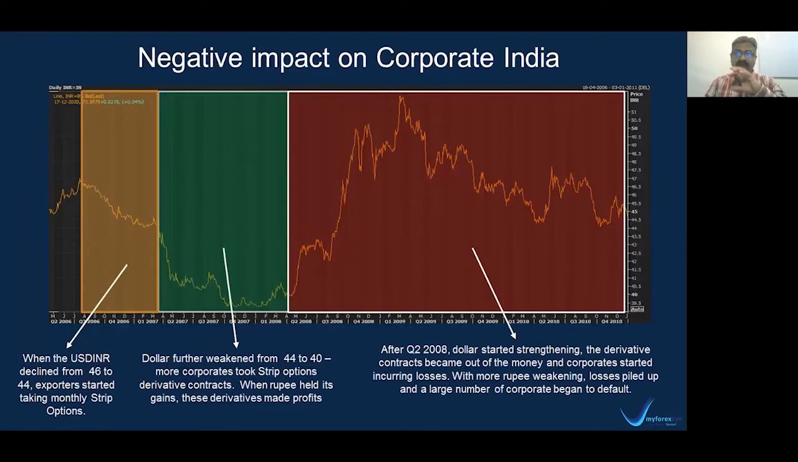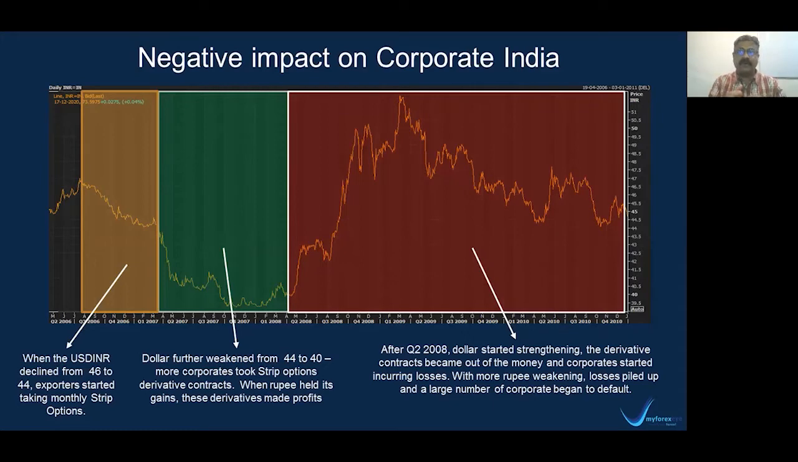Now, let's understand what happened after these options were taken. On the left side, when the dollar gained and the rupee gained from 46 to 44, exporters started taking these options. And in the middle period, the green colored period, where the dollar further weakened from 44 to 40, more and more companies started taking these strip options. All the companies that had taken them in the initial period started making money when the rupee was gaining.